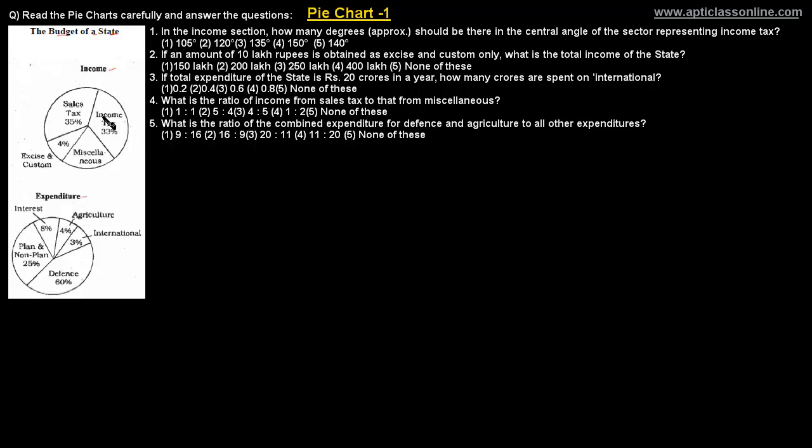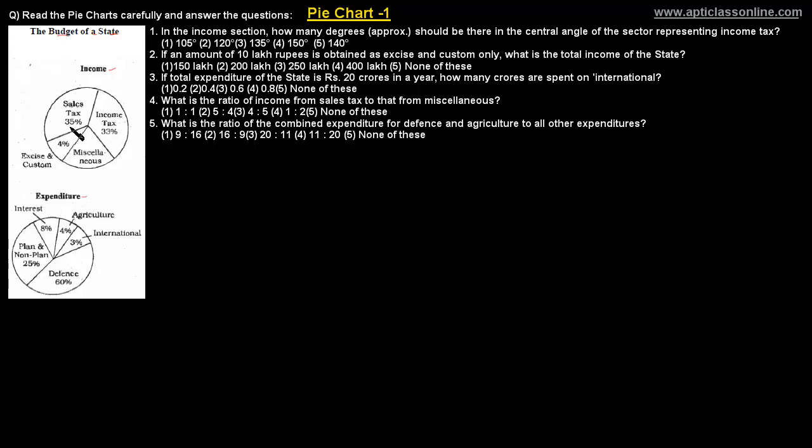expenditure. And under income and expenditure, there are subheads. Under income: sales tax, income tax, miscellaneous income, excise and custom income. Under expenditure: agriculture, international, interest, plan and non-plan expenditure, defense. So as we see, the percentage of these subheads are given as a total of this head with reference to each component.